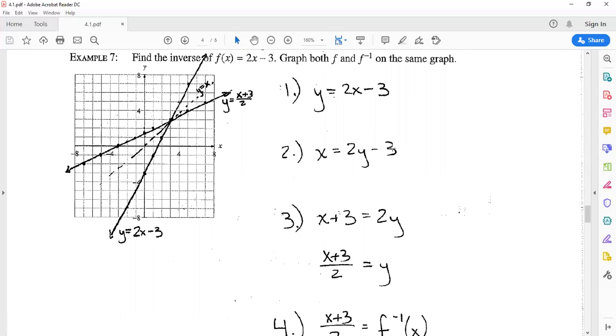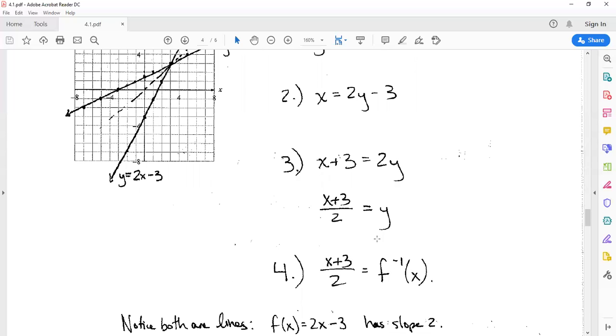We can add 3 to both sides, and we get x plus 3 is 2y. And then we can divide both sides by 2. We get y equals (x plus 3) over 2. And then that expression is going to be the expression for f inverse of x.